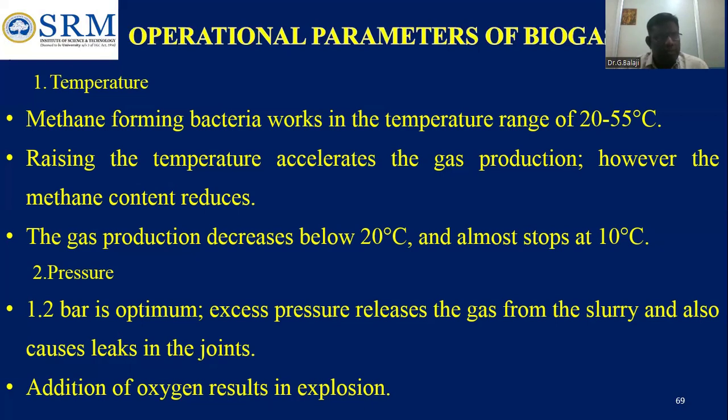So now we will see about the operational parameters of biogas plant. What are the two types of biogas plant commonly available? One is the floating drum plant and the other is the fixed dome digester or plant.